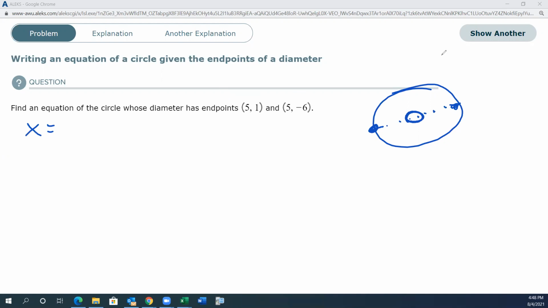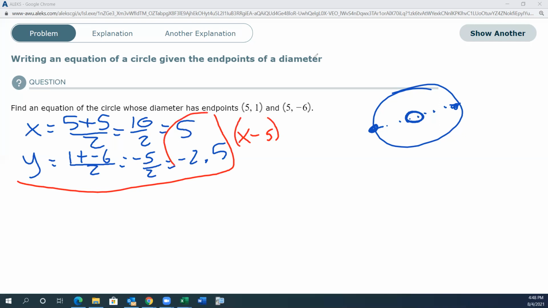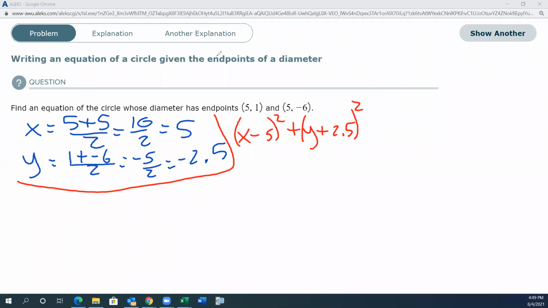So the x coordinate of the midpoint will be the average or the mean of the x values. And the y coordinate of the midpoint will be the average or the mean of the y values. Now I'll just write -2.5. I don't want to do a decimal right now. All right, so we got that. So we've got x minus 5 squared, because that's the center, the midpoint between the 2 points of the diameter. Plus y plus 2.5 squared, equals r squared. Okay, so we did the midpoint to get the center.